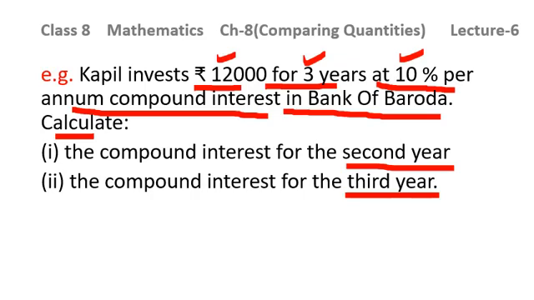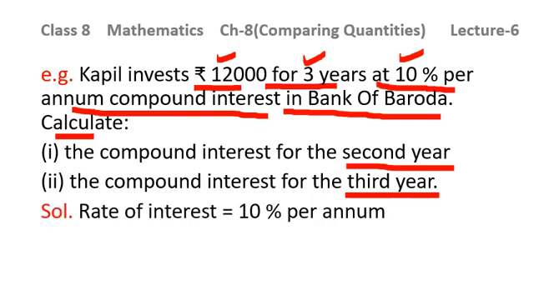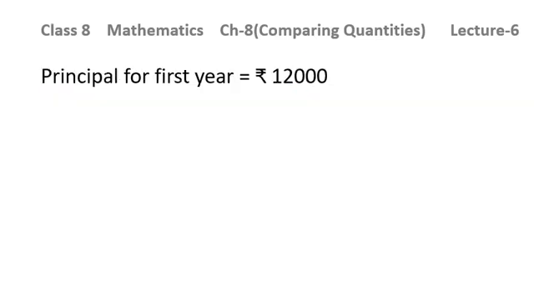Let us see how we will calculate it. I told you that in case of compound interest, the amount of the previous year will be the principal for the next year. It will be more clear to you with the help of this example. Let us see the solution of this. Rate of interest is given to you as 10% per annum.